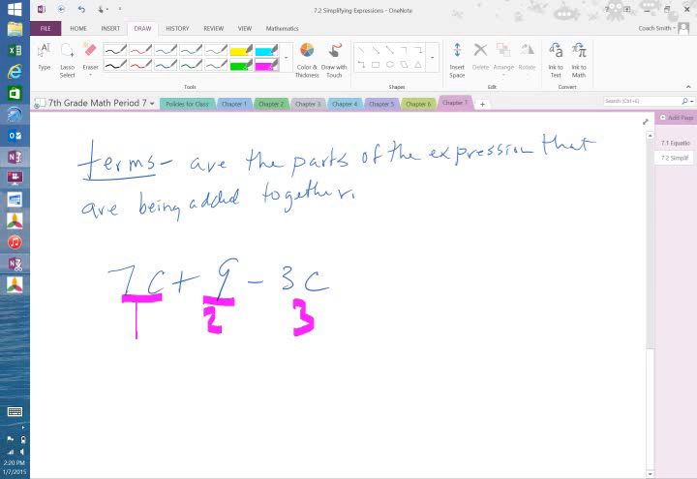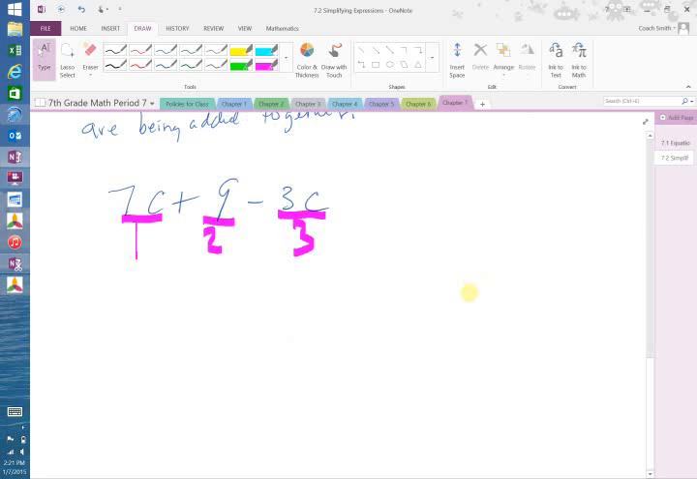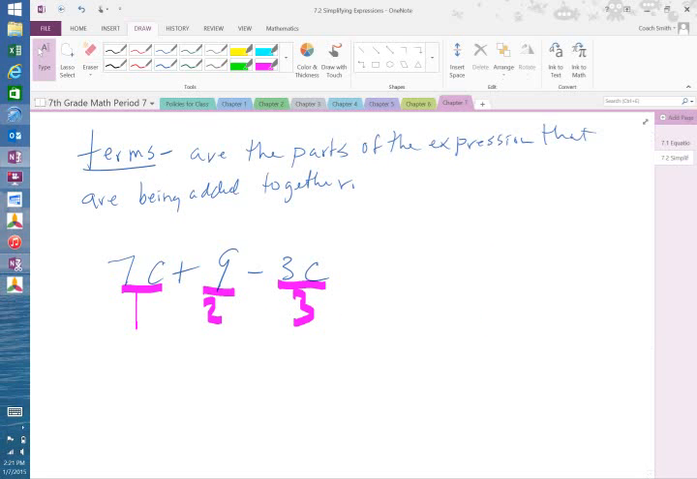The 9 is 1 term. The 3c is 1 term. Okay? So there are 3 terms in this problem. Eventually, we will simplify it down to 2 terms. But right now, there's 3 terms. Okay? So terms are the parts that you're adding together.